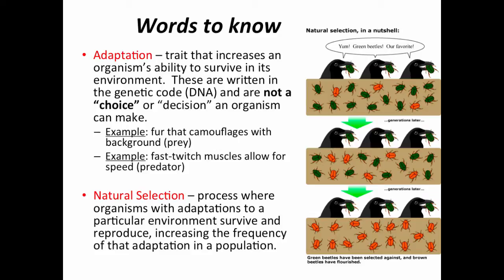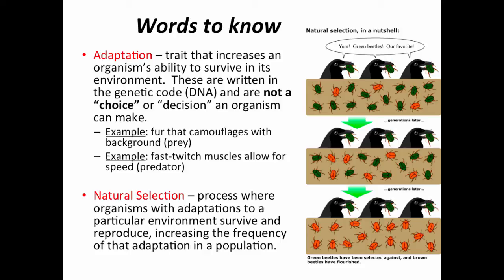Adaptation is another word that you definitely need to know. It is a trait that increases an organism's ability to survive in an environment. These are written in your genetic code, which is your DNA, and they are not a choice or a decision that the organism can make. You did not choose to have green eyes because they are in your traits.